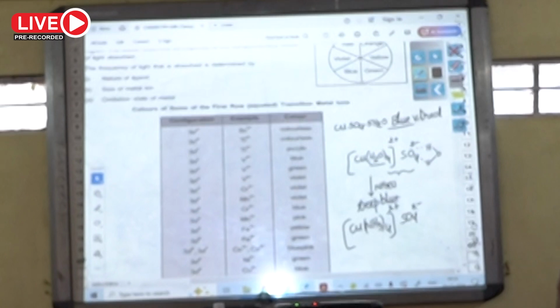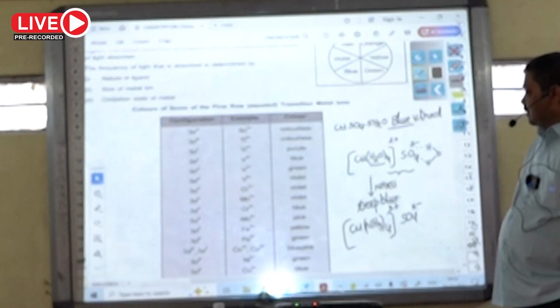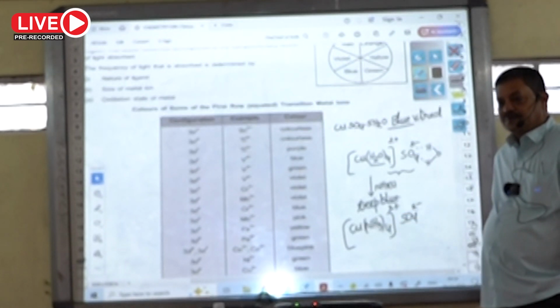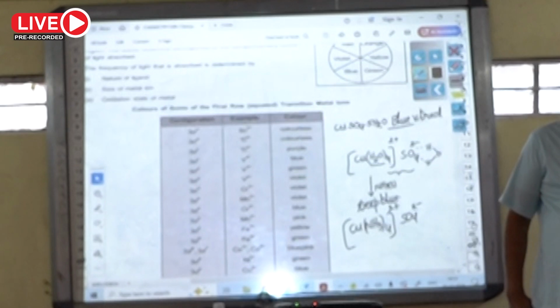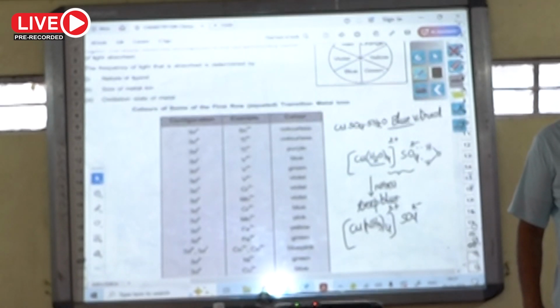So water molecules are replaced by ammonia ligands. Ammonia is a stronger ligand than water. So that's why the color becomes deep blue. So it's very, very important. Why does CuSO4, blue copper sulfate, become deep blue when ammonia is added? Because a new complex is formed called tetraamminecopper(II) sulfate.